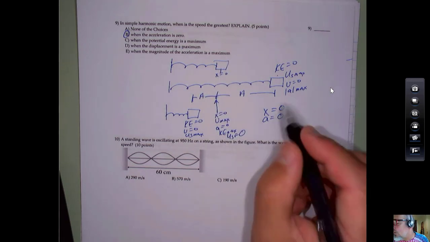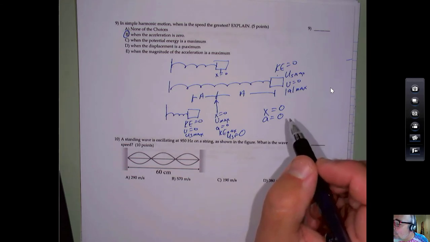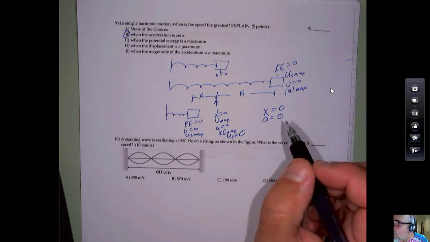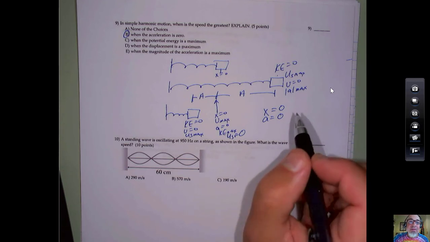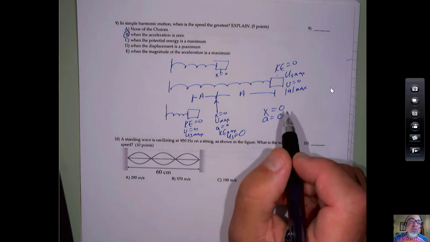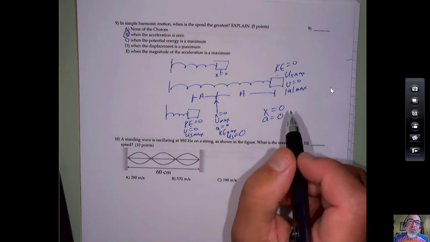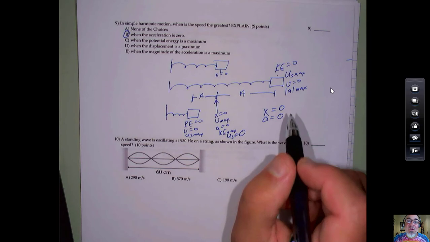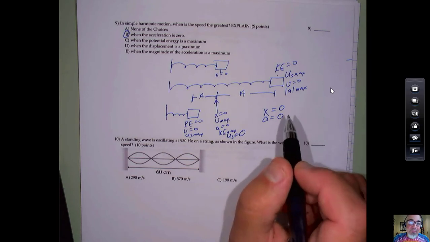Or if you wanted to do it in words, you could say something like, the speed is the greatest when the mass passes through the equilibrium position. The equilibrium position corresponds to the acceleration being 0. There is no spring force at that position, right? It's not stretched, nor is it compressed.